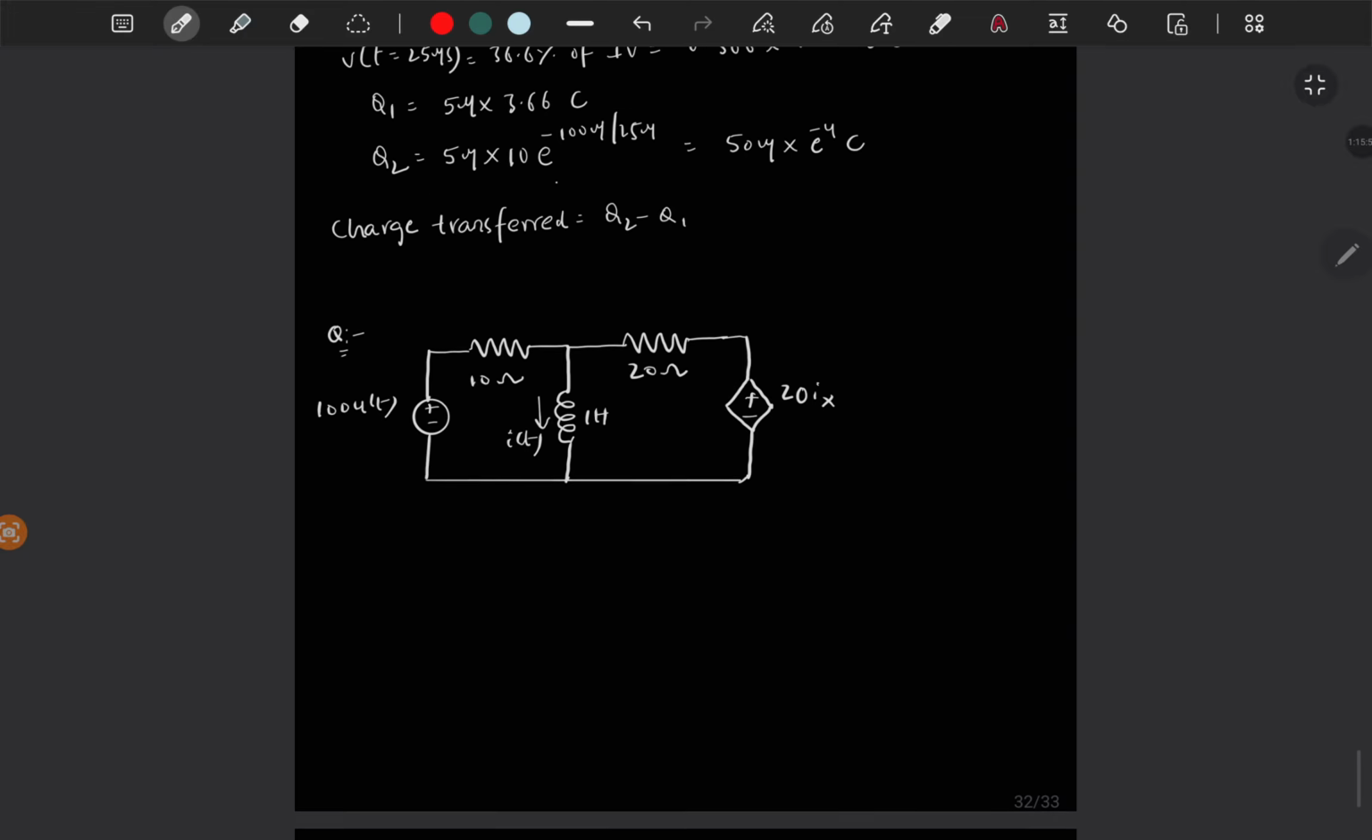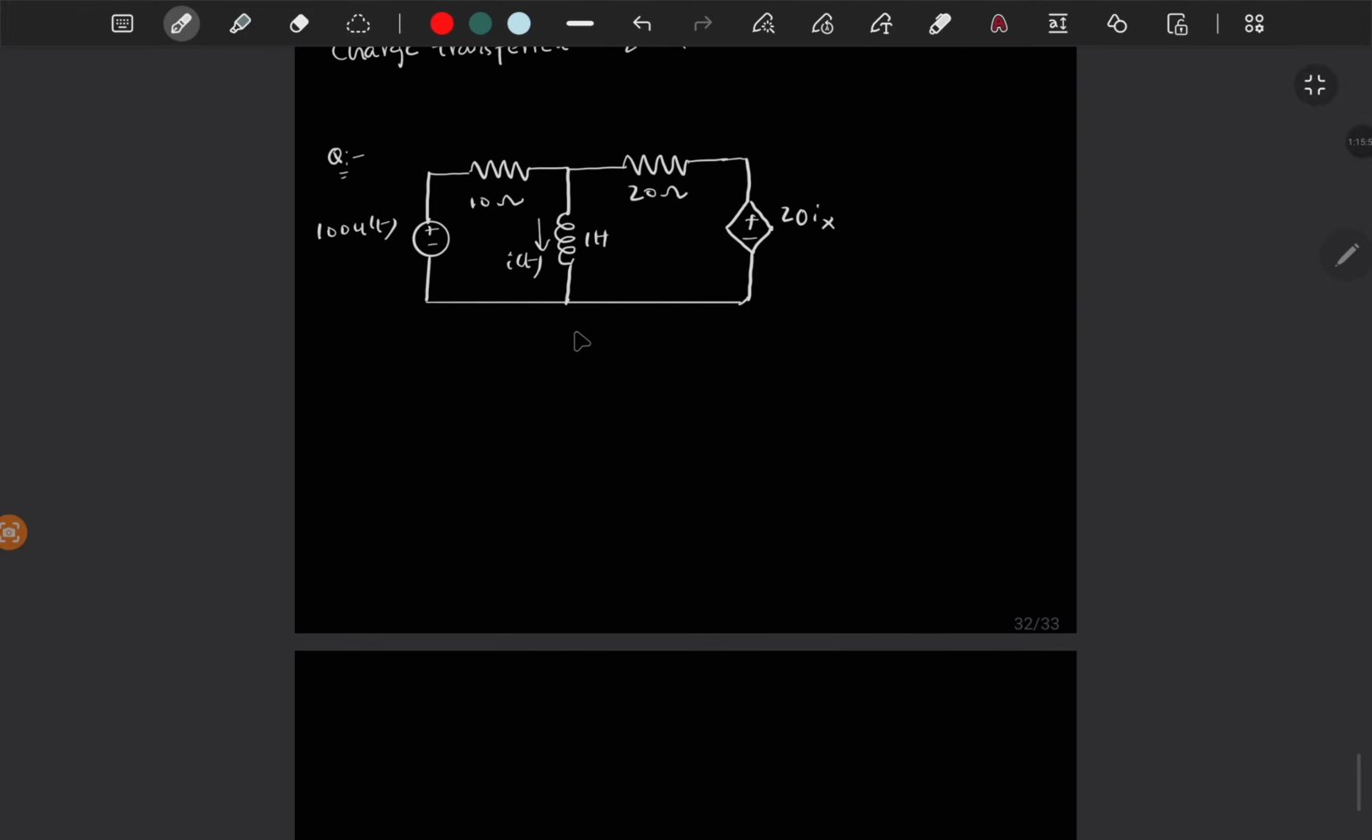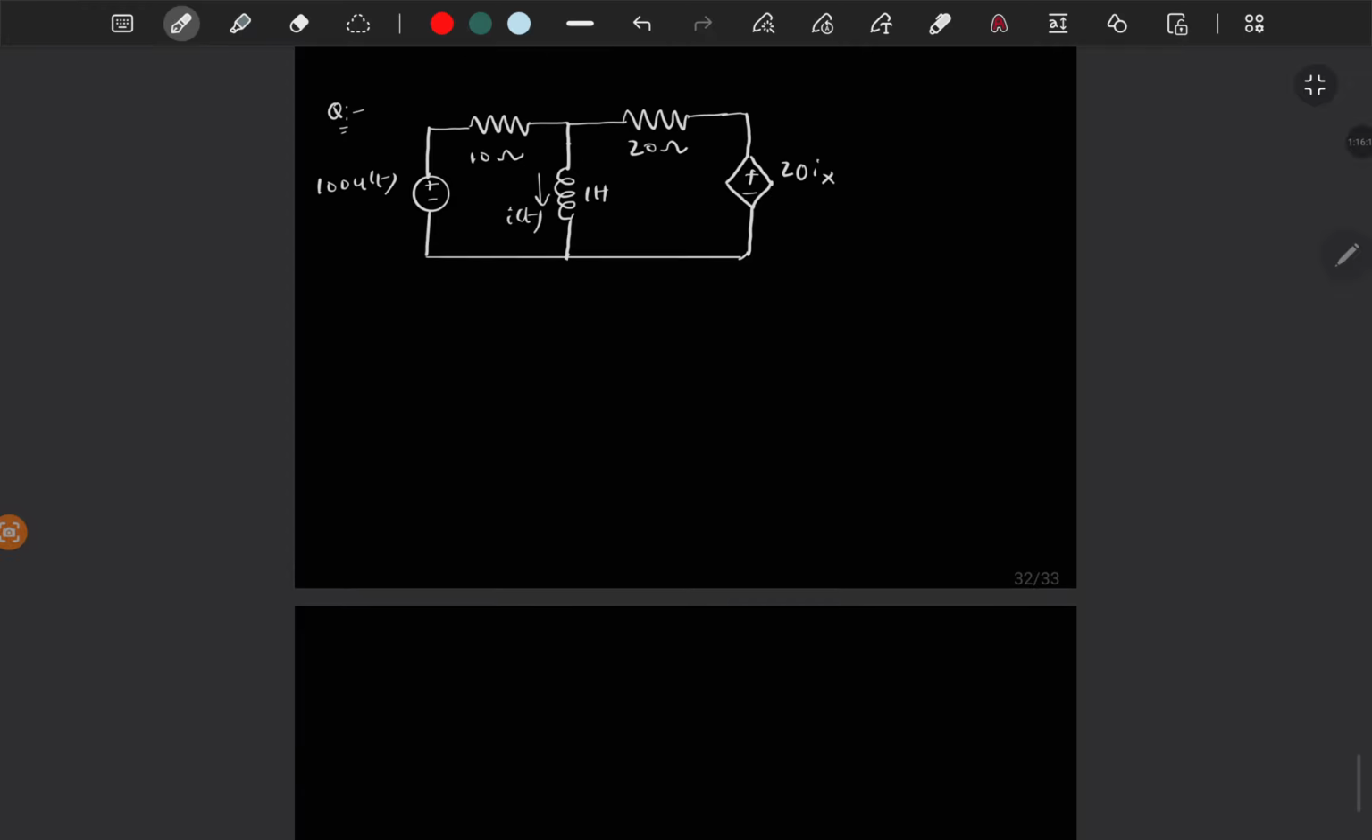So let's solve this circuit. It has one dependent voltage source which is dependent on the current through the inductor, and we have one independent voltage source, and we have one inductor. So this is simply a first order RL circuit, and you have to find I of t. So Ix, what is Ix? Ix is not mentioned here, so I will double check this one and we will solve this circuit in the next class.